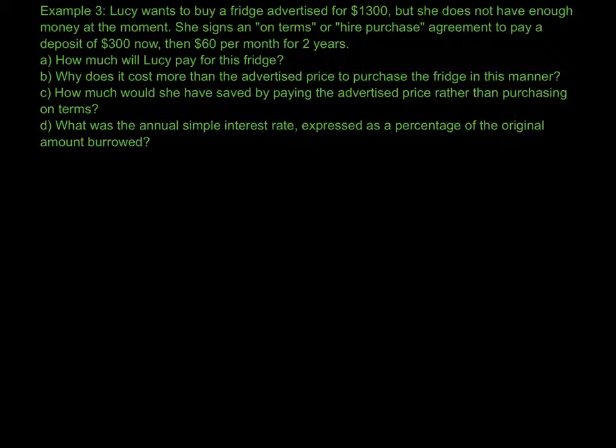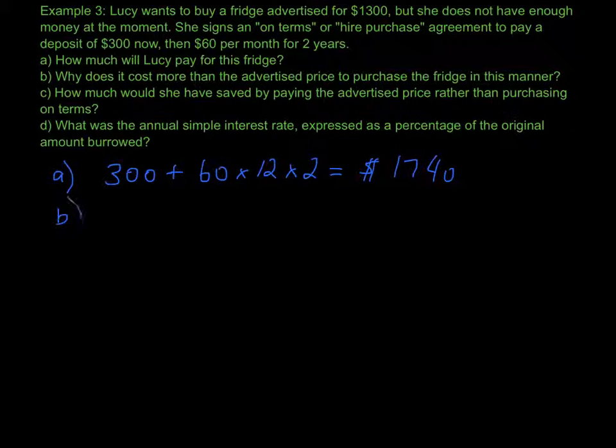Okay, there was a bit of a mistake in the first actual example. It's $1,300, not $2,300 advertised price. So let's work out A. Okay, with A, how much did Lucy pay for the fridge? Okay, so she paid $300 deposit plus her installments were $60 a month, so 60 times 12, and that was for 2 years. And that equals $1,740.